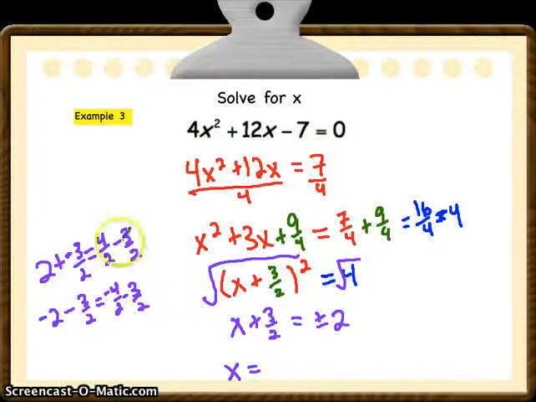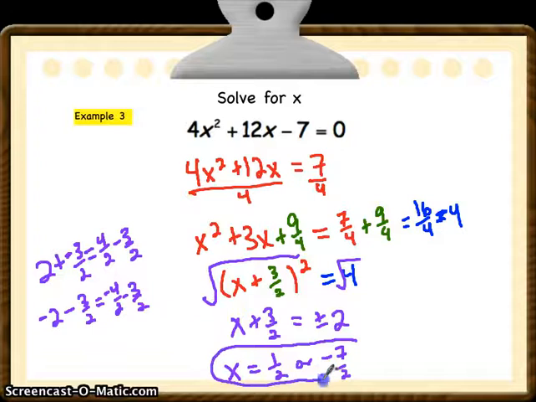And our two answers then are 4 halves minus 3 halves, or 1 half, and negative 4 halves minus 3 halves, or negative 7 halves, negative 3.5. And there are our two answers. Feel free to plug them back in, check them in the top equation. It's always a great idea, but that's how you're going to use completing the square to solve equations.